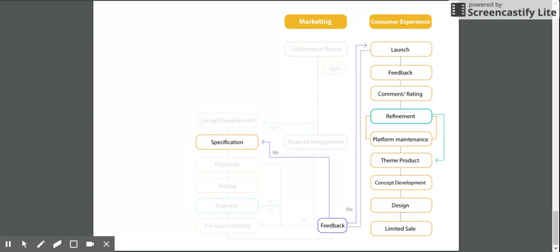And of course, we're going to start with a limited sale, and we're going to see the final results, whether the customer is happy or unhappy about it. Then after that, we're going to decide whether or not we need to keep doing this manufacture.